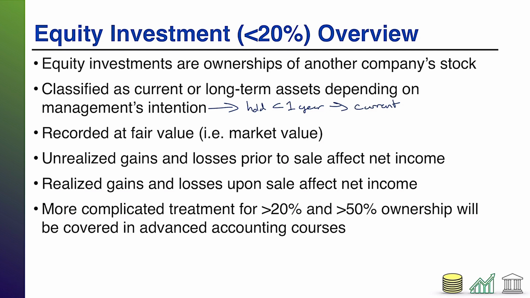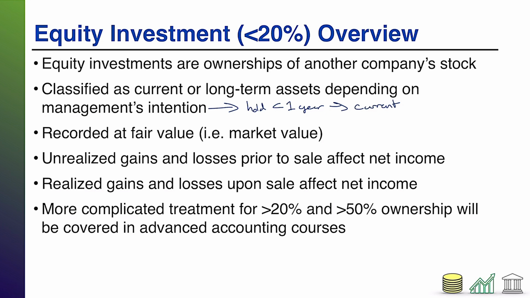Now, if management has a certain intention, are they locked into it? No, they could change their mind. They could say, oh, we're not going to hold this more than a year. And then a year comes around and they say, we like the investment. We're going to keep holding it, right? They can change their mind at any time. But based on whatever their intention is, they choose whether or not to put this as a current asset or a long-term asset. We will talk more about those classifications in my lecture series on the balance sheet.